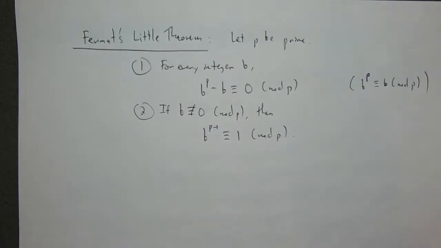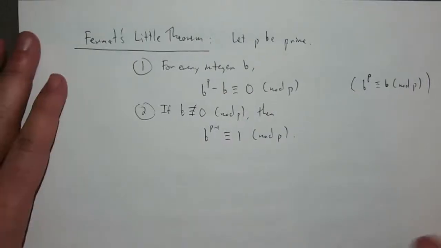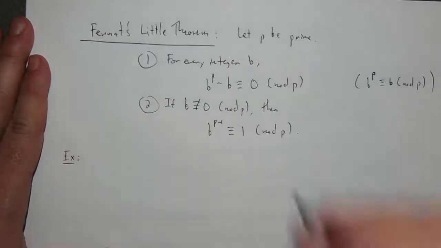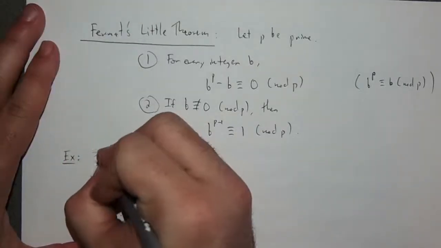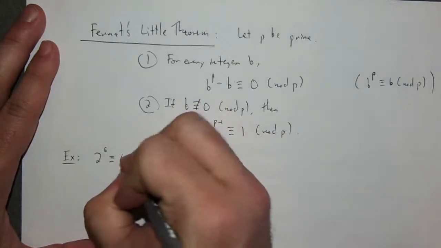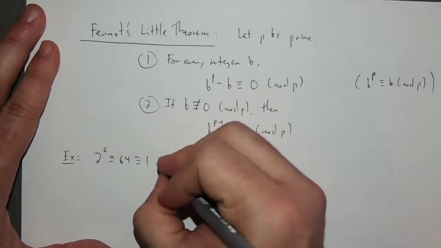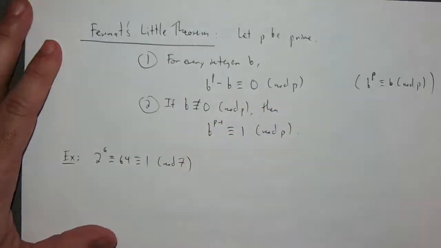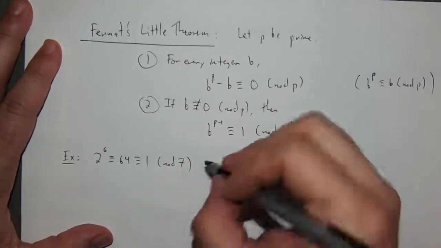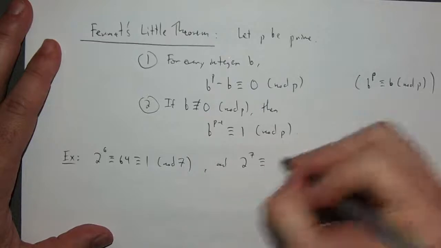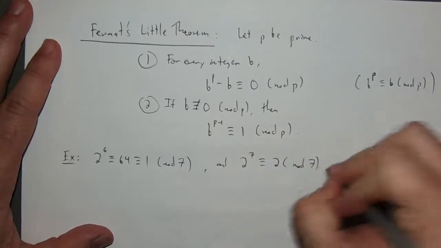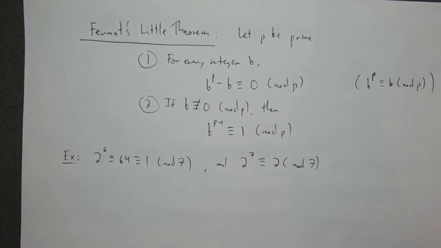So, how can we see some examples of this? Here's a couple. Note 2 to the 6th is 64, which is congruent to 1 mod 7. So that satisfies the second part of this, and 2 to the 7 is congruent to 2 mod 7. Of course, once you have this, you can just multiply by 2 here, so you get 2 to the 7th congruent to 2 mod 7. This is another way of seeing it.